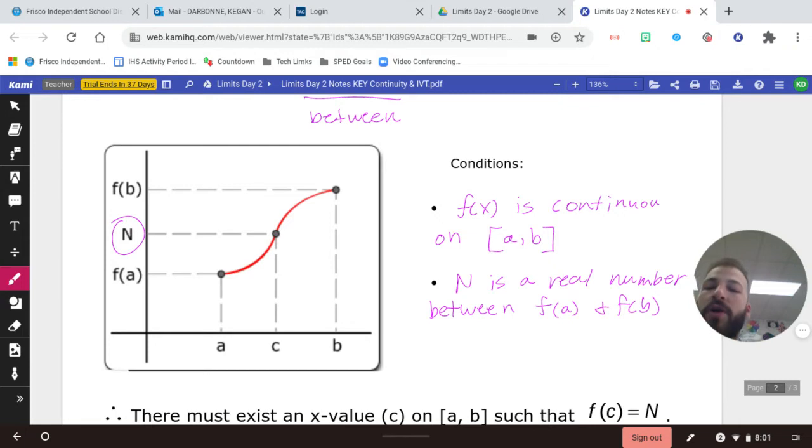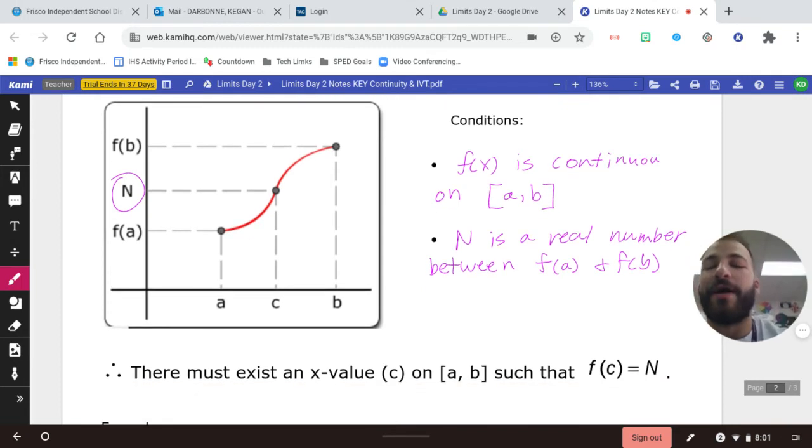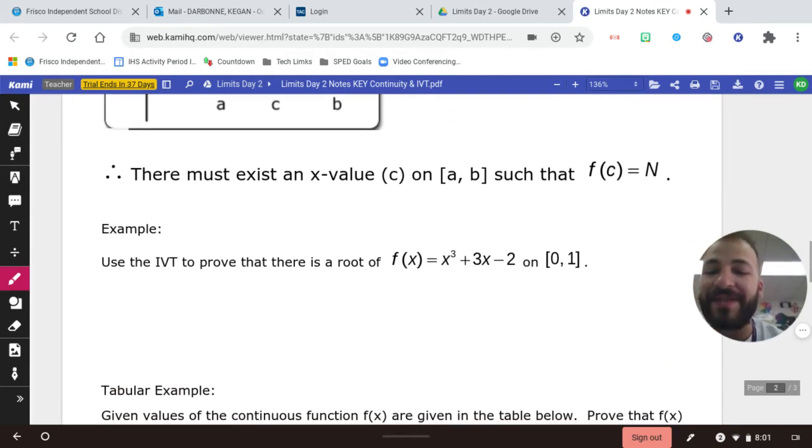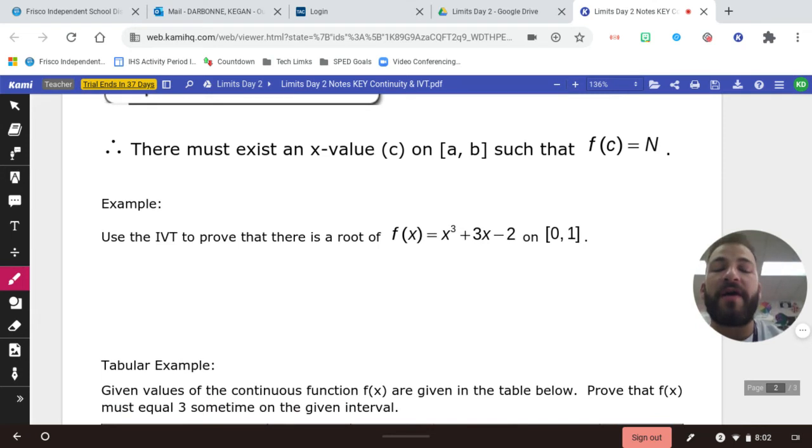But remember, graphs are just a helpful tool, but they're not proof. Graphs help us understand the situation going on. So we have to think about this almost without the graph. I covered up the graph in the camera, but obviously that doesn't happen for y'all watching this video. But we have to think about this without the graph and think about this algebraically. So I want to use IVT to prove that there's a root of f of x equals x cubed plus 3x minus 2 on 0 to 1. So on that interval. So what would it mean for there to be a root for this function?